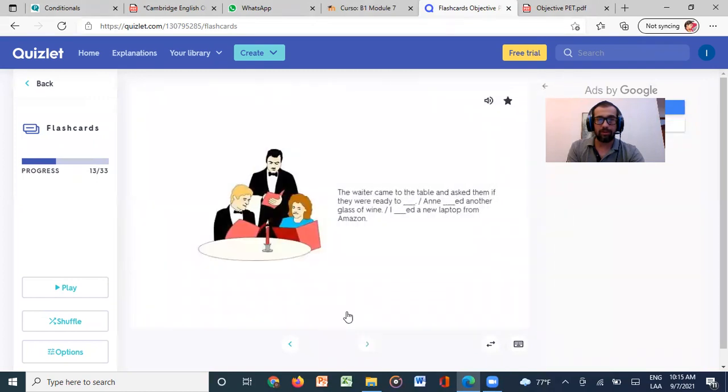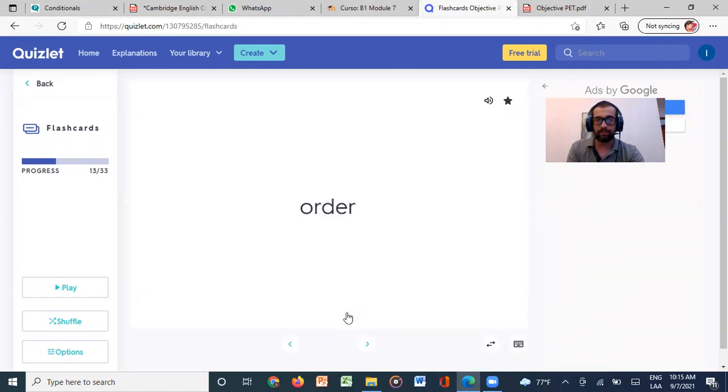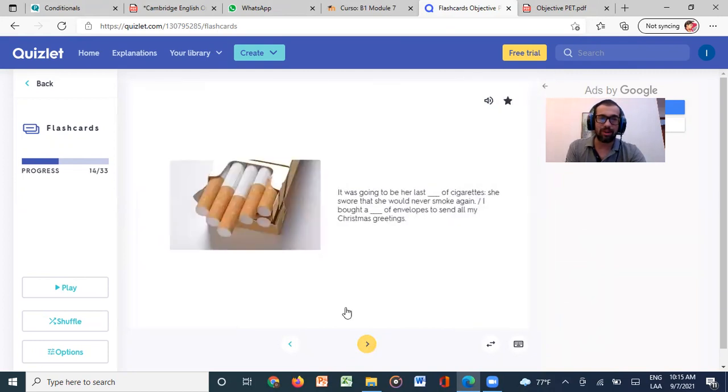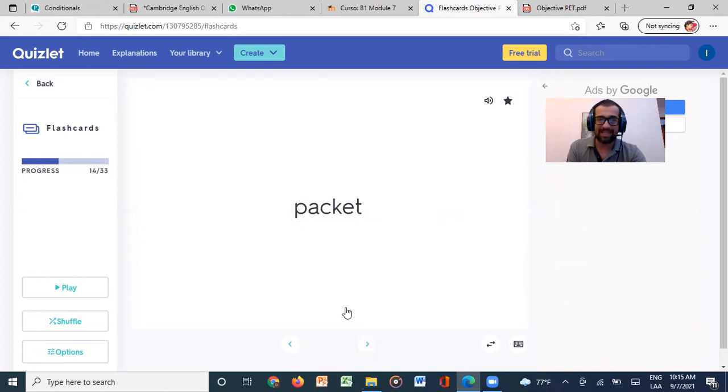Okay, let's go with number 13, order. Well, when you are in a restaurant, you order something, right? Your food. In this case, the waiter came to the table and asked them if they were ready to order, right? Okay, so that would be an example. Let's go with 14. Packet.